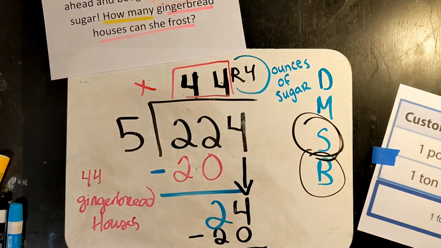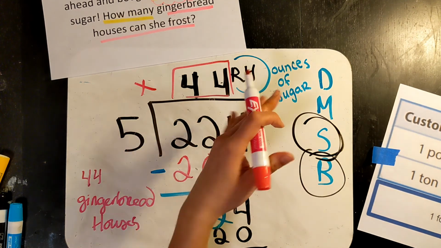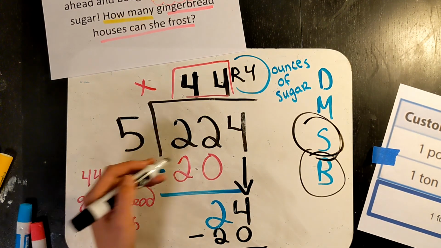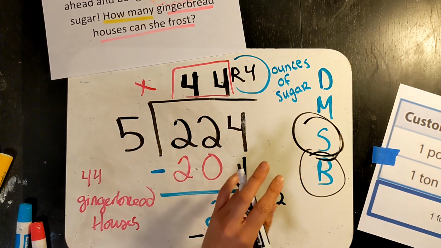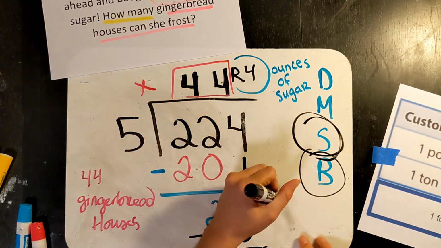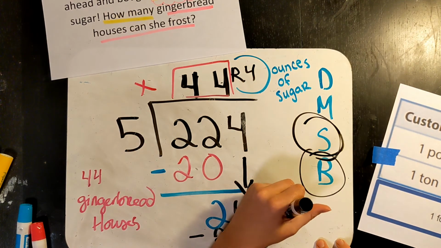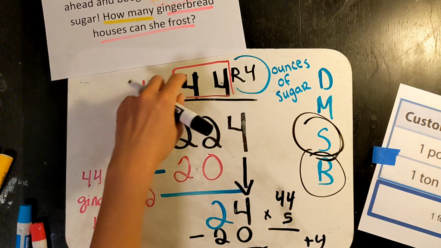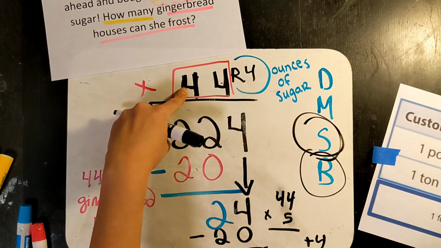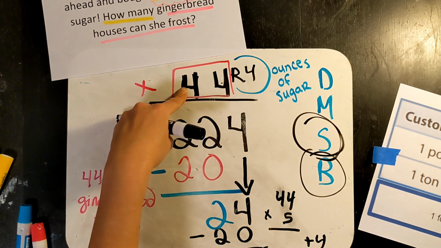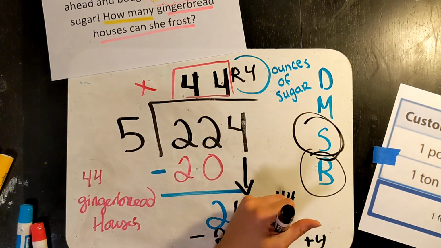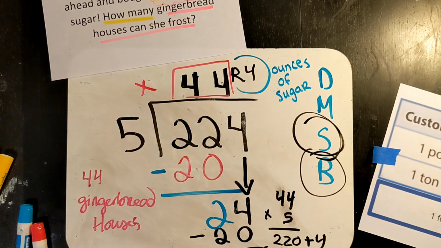How would you check this? I mean, we have a remainder and everything. How would you check your answer? To check your answer, you would do 44 times 5. And then at the end, whatever you get, you would add 4 to it. Because 44 times 5 will get you 4 away, so 220. And then the remainder 4 would add back in. So 44 times 5 is 220 plus 4. And that's how you would check your answer.